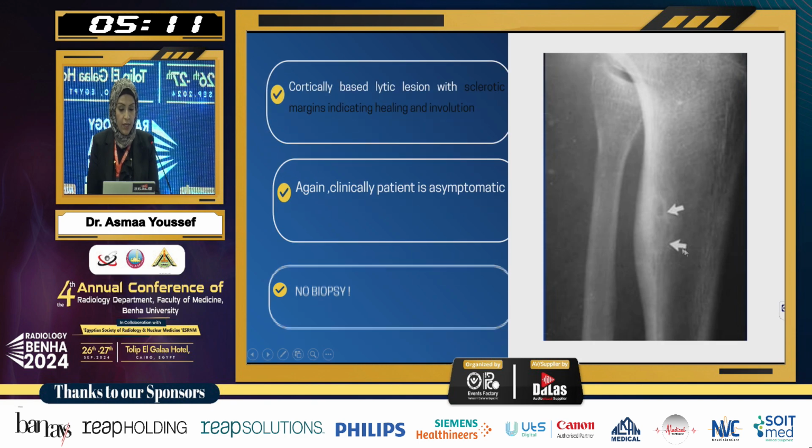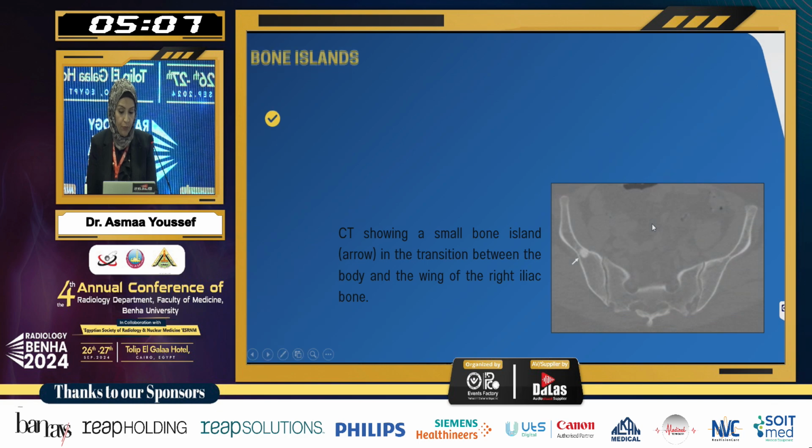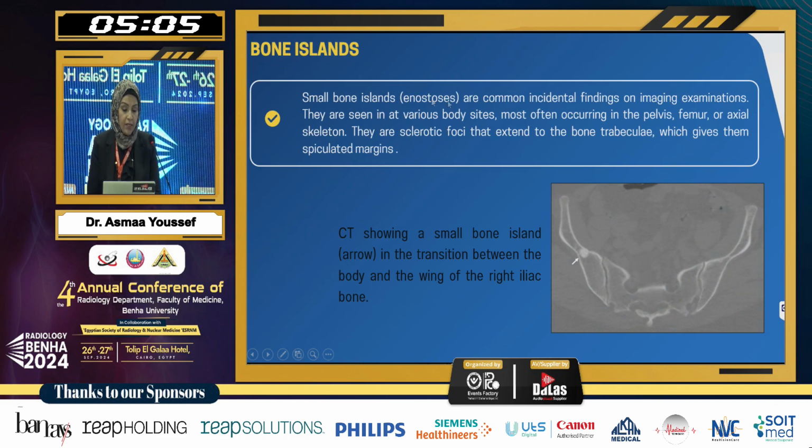This cortically based lytic lesion shows sclerosis, indicating healing and involution. Bone island: small bone islands, or enostoses, are common incidental findings on imaging examinations that are seen in various sizes, most often in the pelvis, femur, or axial skeleton. There are sclerotic foci extending into the bone trabeculae, as we see here.